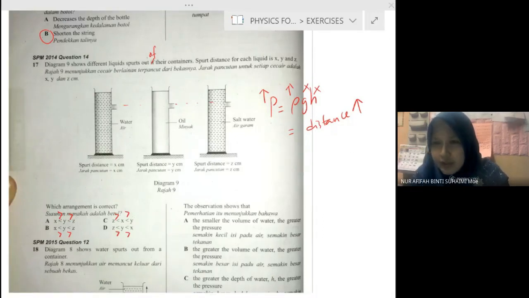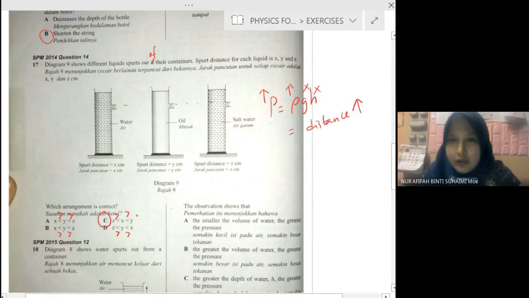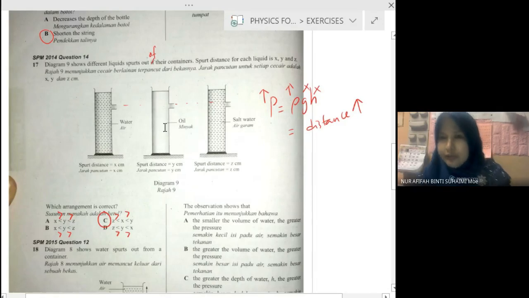ZXY. ZXY. Yes, the answer is C. We know that Y is the less dense. Why less than? Oil. Oil is on top. And salt water is denser.